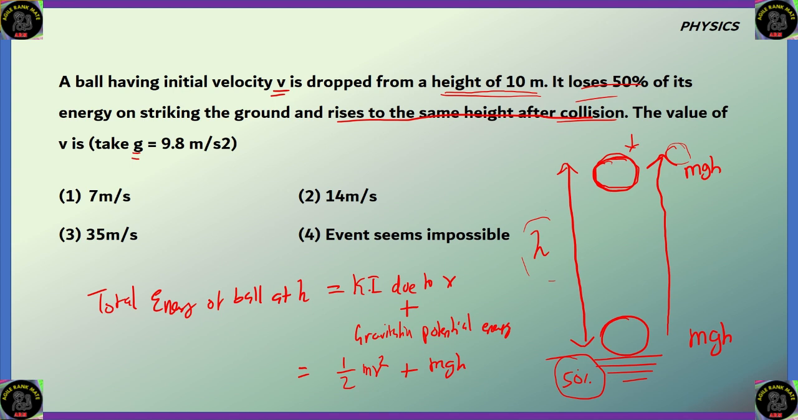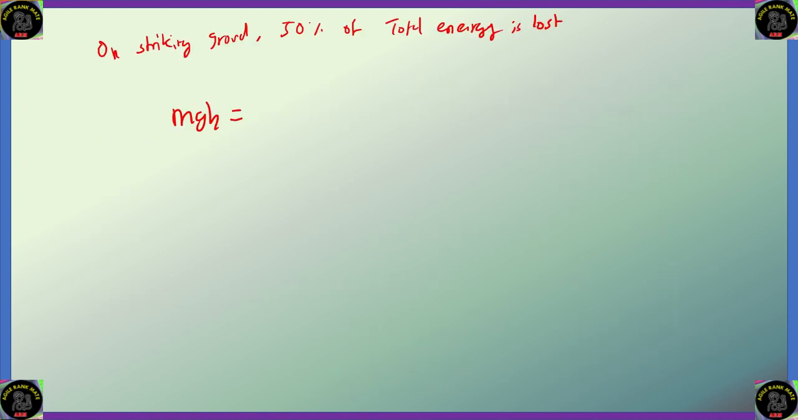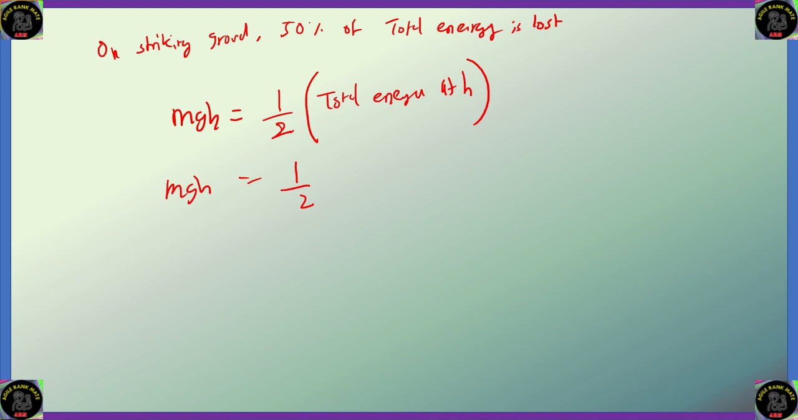Now we know that the energy at h previously was half mv squared plus mgh. So the energy after falling down would also be equal to that. But mgh would be equal to half of the total energy at h, the total initial energy at h. So from this we get mgh is equal to half into half mv squared plus mgh.